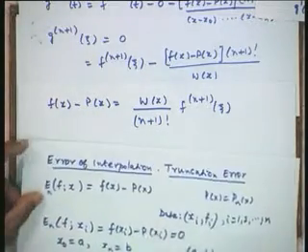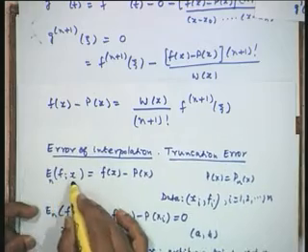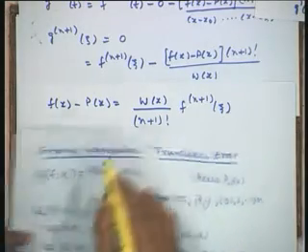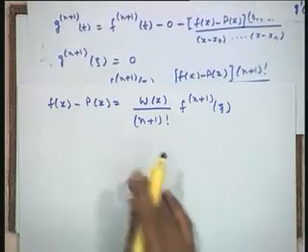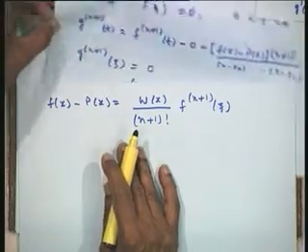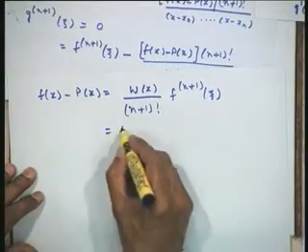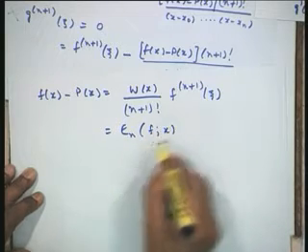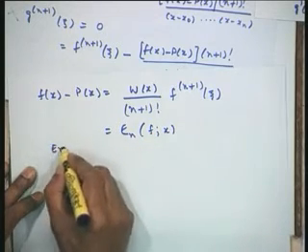And we started with the definition that the error of interpolation is f(x) minus p(x). Therefore whatever we have derived now is nothing but the error of interpolation, and this is your error of f(x), this is your error of interpolation.